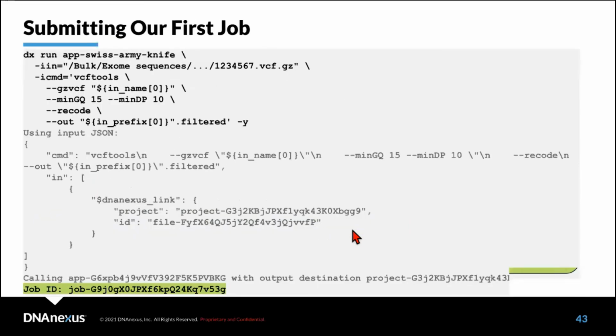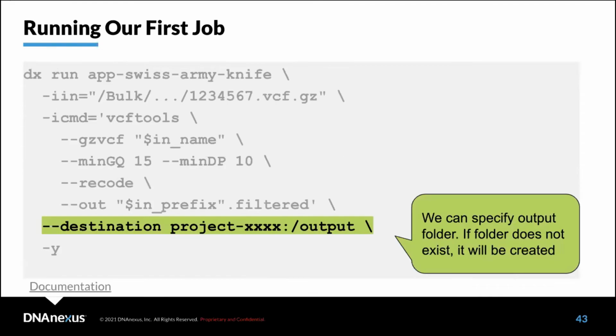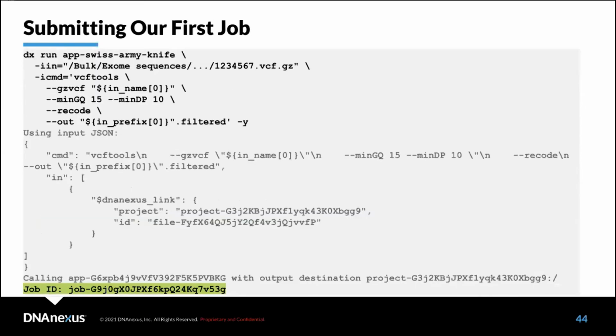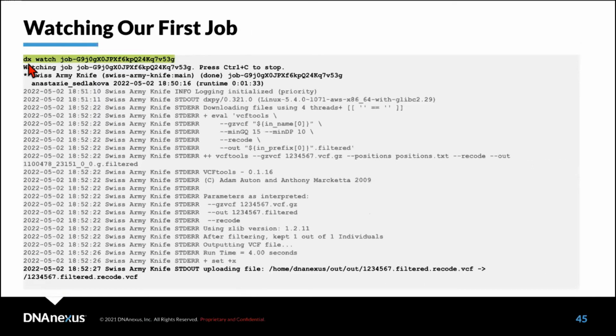So we submitted our job, we created it. What will we get? We'll get a job ID, and we can use this job ID to watch it. So here we're using dx watch, and here you can see the progress.